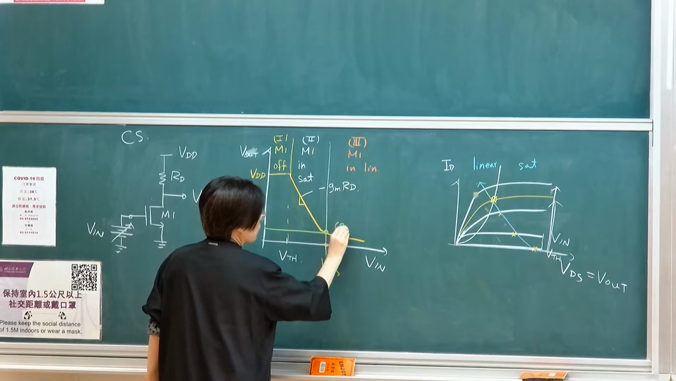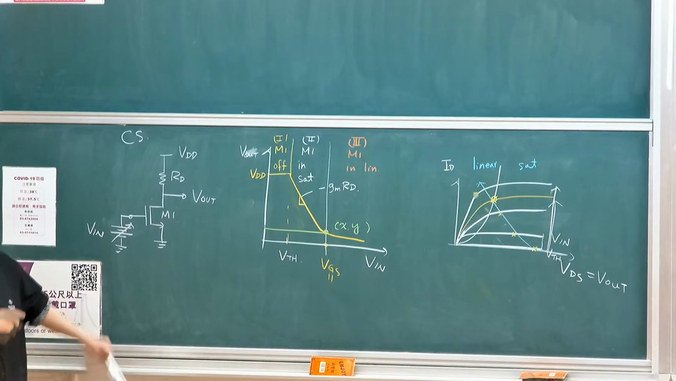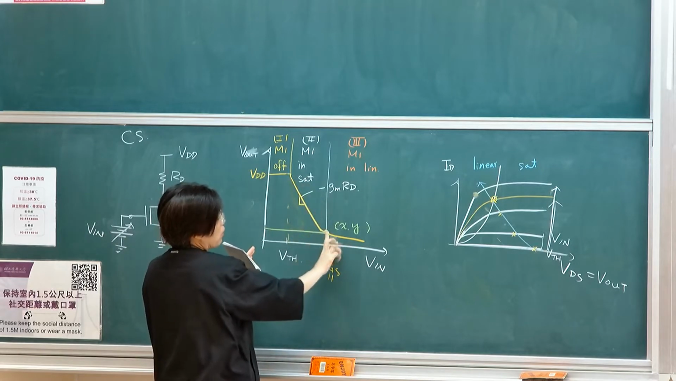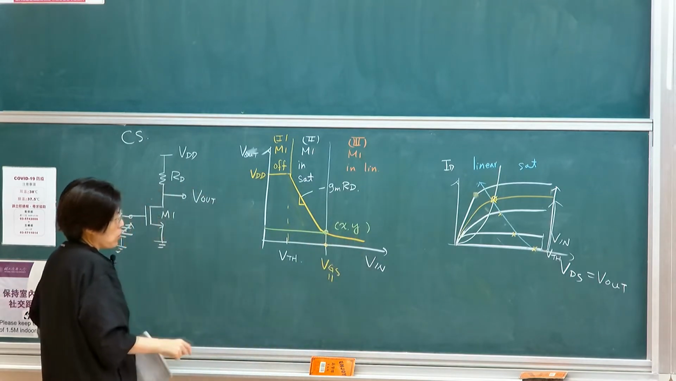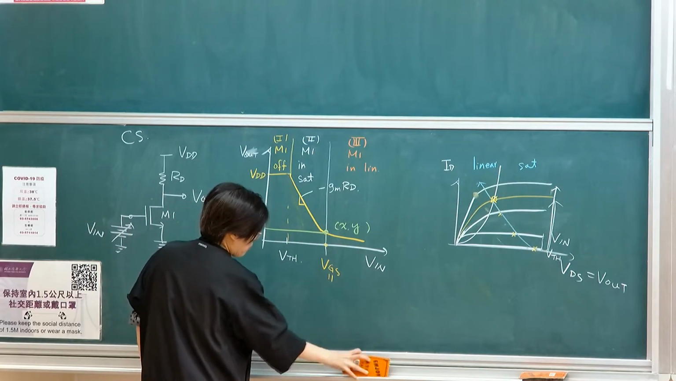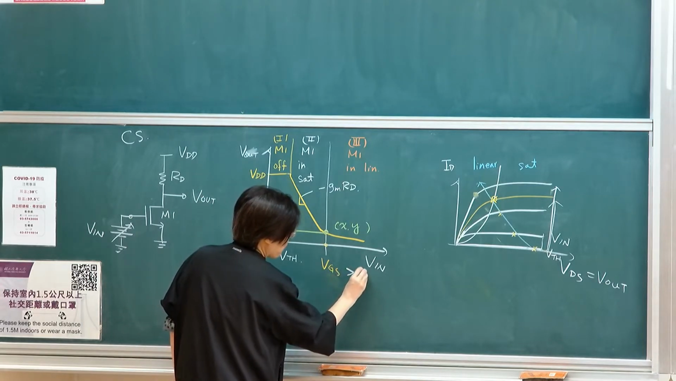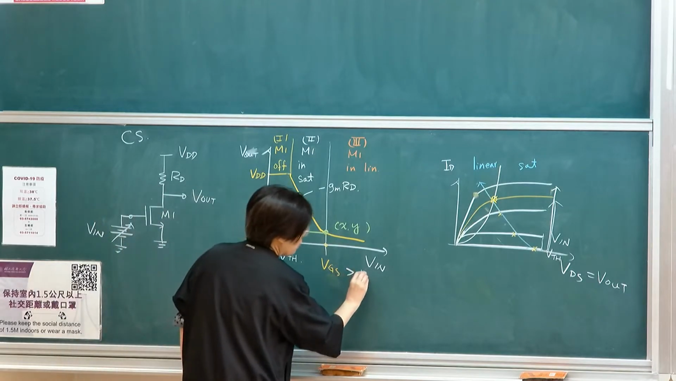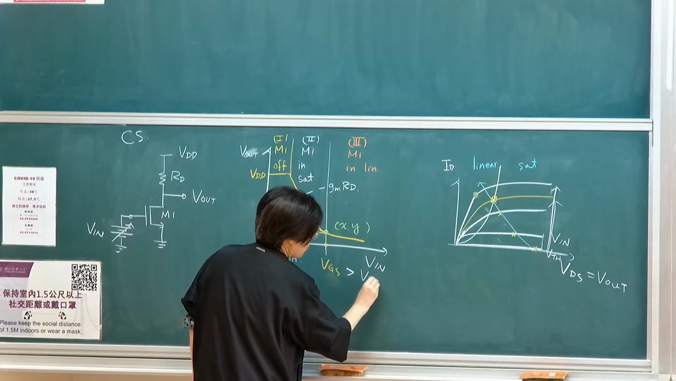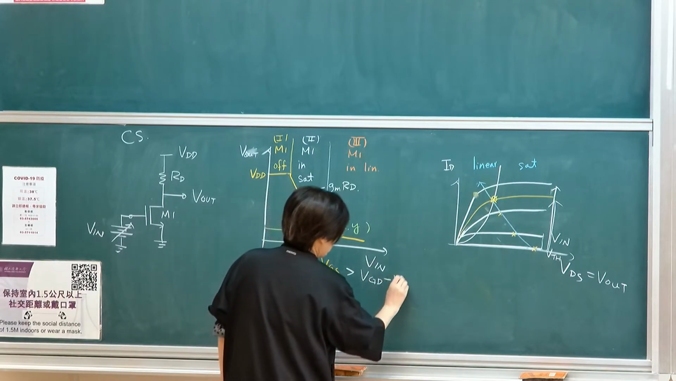So how does one determine this turning point, X, Y? So how does one determine where it ends? This is my operating region. It entered, when does it enter saturation? This is when VGS becomes higher than VGD minus, I should say, VTH.